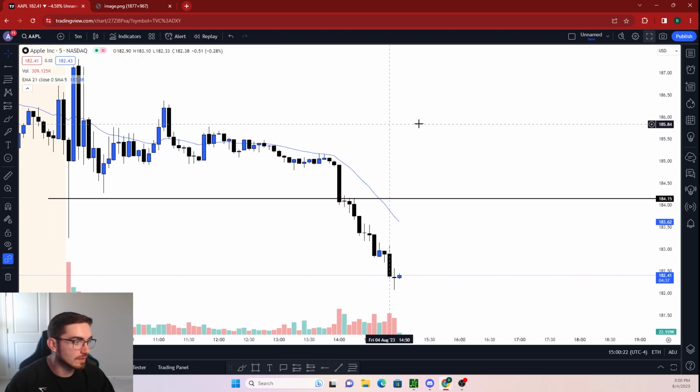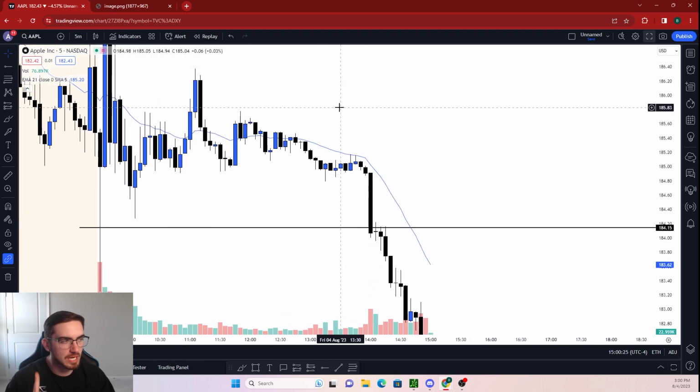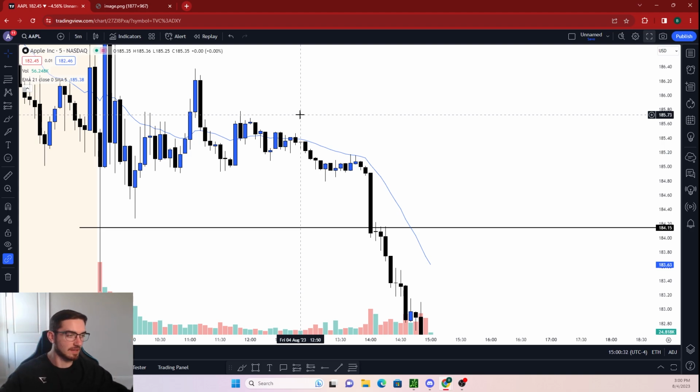But if you like to use the 21 EMA, for example, and actually I'll show you Amazon because I didn't take this Amazon trade, but it actually looked really, really good. And I thought about it. I just didn't take it, and then of course Amazon exploded to the upside.